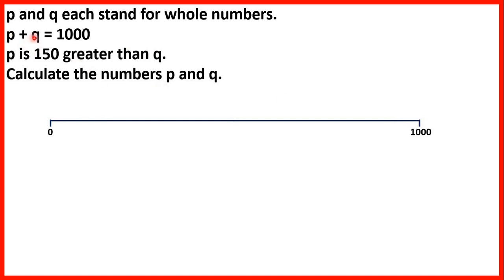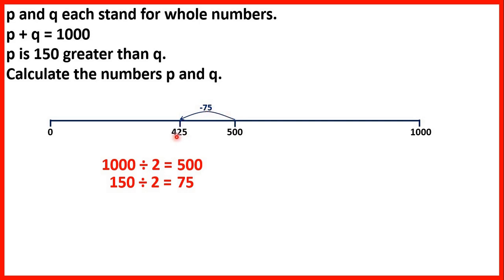Because P plus Q is 1000, the mean or average of P and Q will be half of 1000, so 500. We know that P is 150 greater, so that's the difference. But if we divide the difference by 2, that gives us 75. So we know that Q must be 75 less than 500, so 425, and then P will be 75 more, so 575.